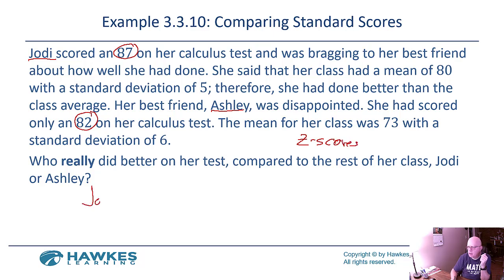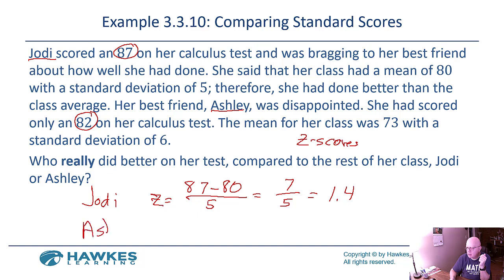So, for Jody, what's her z-score? Well, she scored an 87. On her test, the mean was 80, and the standard deviation was a 5. Let's figure out what her z-score was. 7 over 5. Jody's z-score was a 1.4. Notice the positive, so she was a little bit above average in her class.